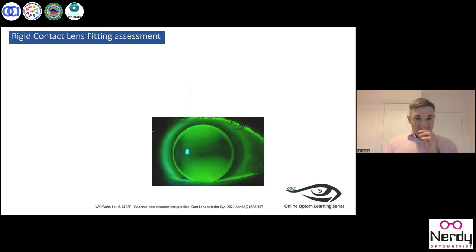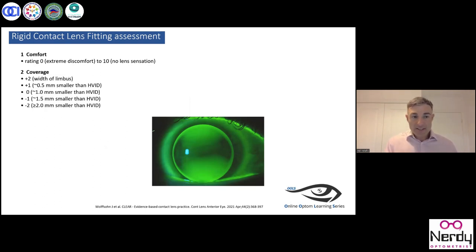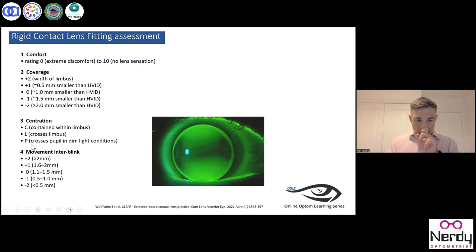Okay, and if you want to apply the same fitting principles that are in the BCLA CLEAR report, I won't read all of these out, but I think you'll get a sense for a uniform approach. Comfort rating could be on 0 to 10. Coverage, you're looking at this in terms of how it relates to the limbus and the HVID with a +2 to -2 scale. Centration, you could just use the letters: within the limbus, crosses the limbus, or the pupil. And then the amount of movement.